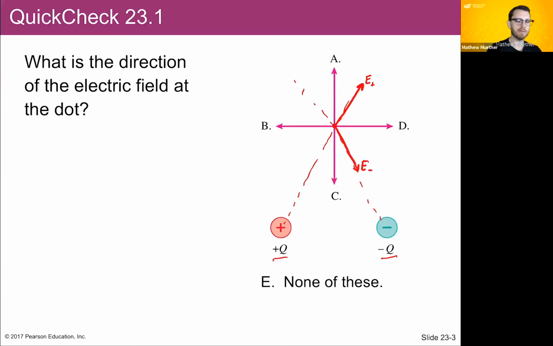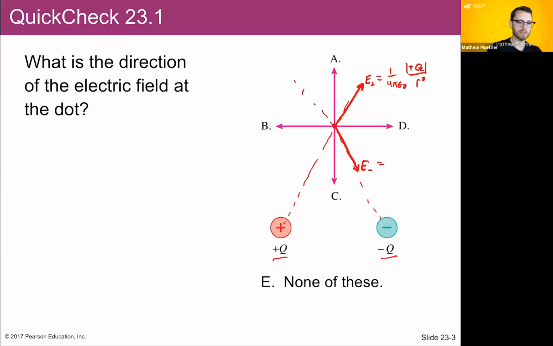The size of those two electric fields had better be the same. Why? Because each of them is going to have a magnitude that's like 1 over 4 pi epsilon naught times their charge divided by r squared. And both of them are the same distance away from that point C, right? There's this symmetry that we can see here.